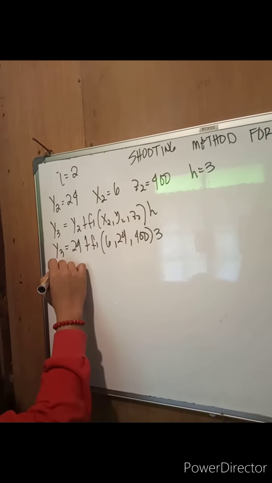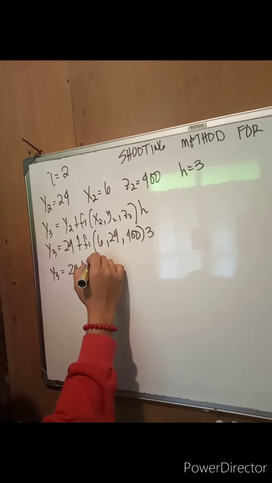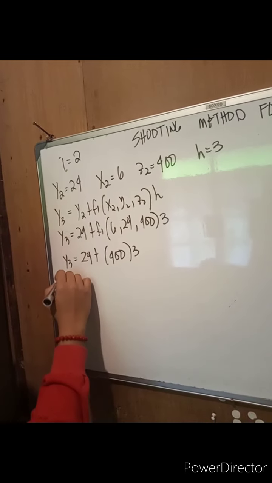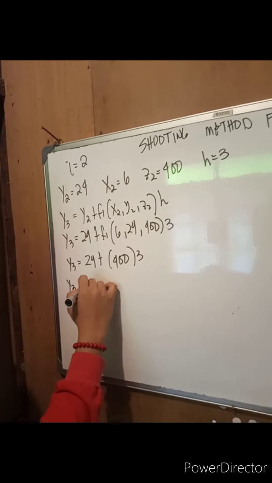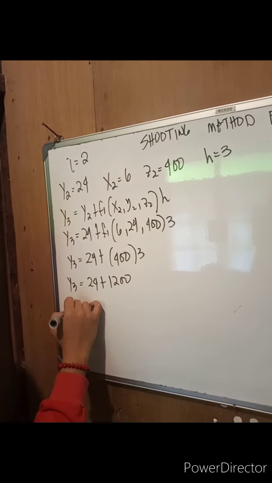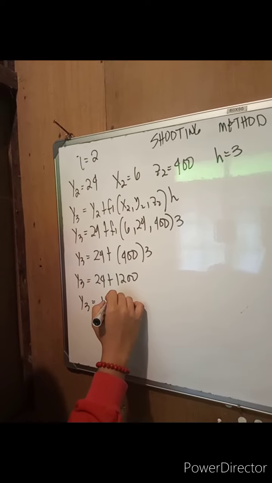So z ang kailangan natin dito. So y sub 3 is equal to 24 plus 400 times 3. So y sub 3 is equal to 24 plus 1,200. Y sub 3 is equals to 1,224.